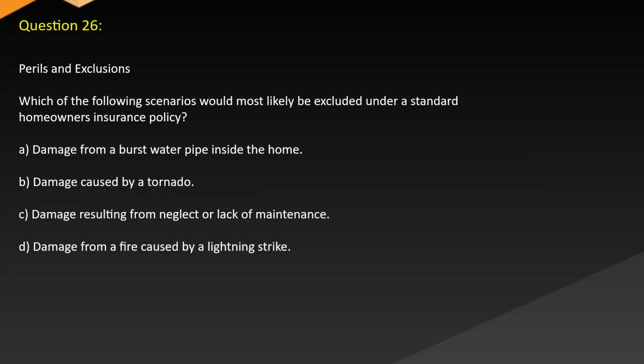Question 26. Perils and exclusions. Which of the following scenarios would most likely be excluded under a standard homeowner's insurance policy? A. Damage from a burst water pipe inside the home. B. Damage caused by a tornado. C. Damage resulting from neglect or lack of maintenance. D. Damage from a fire caused by a lightning strike.